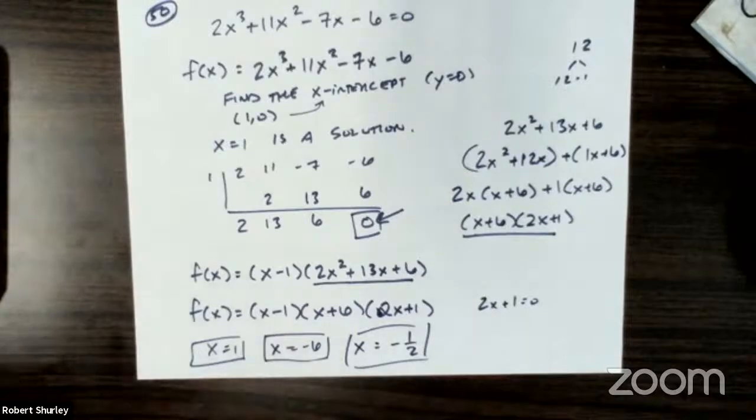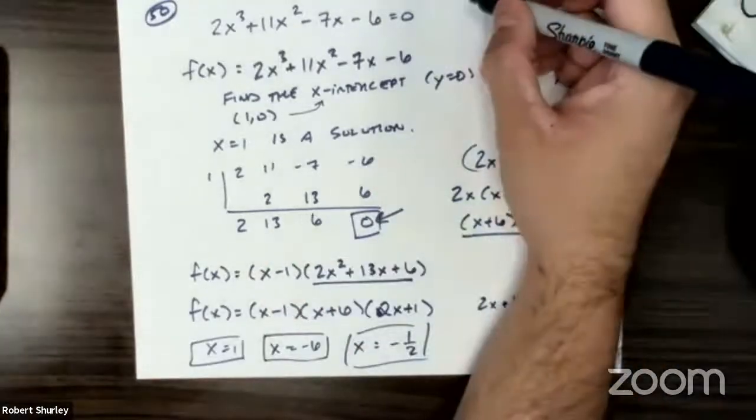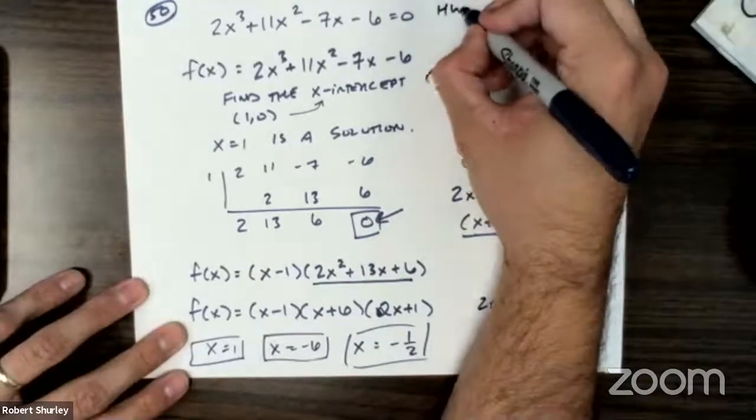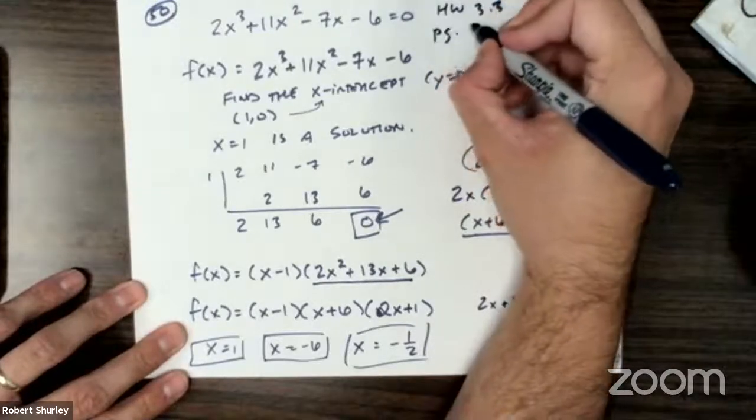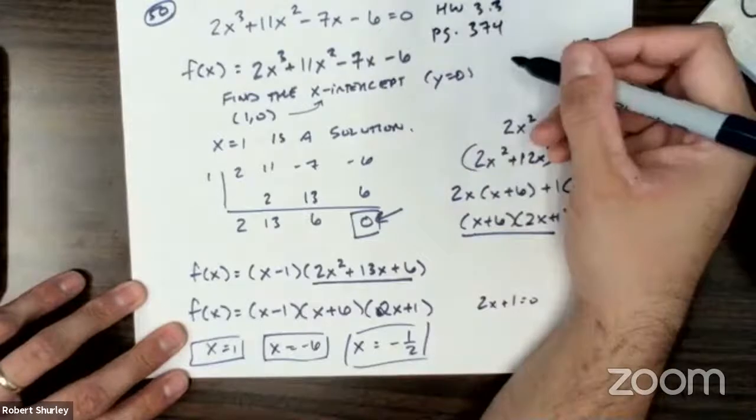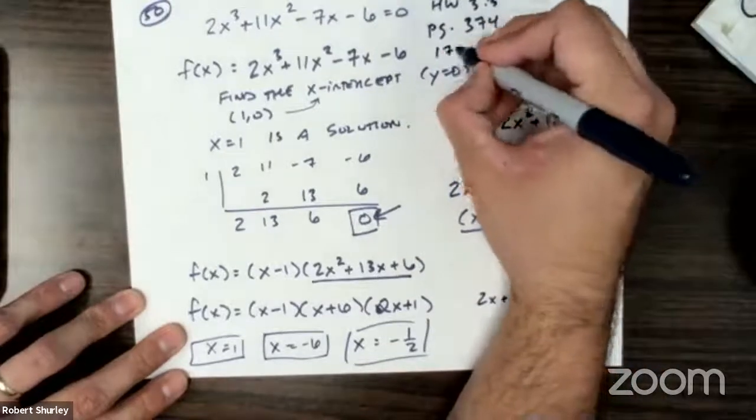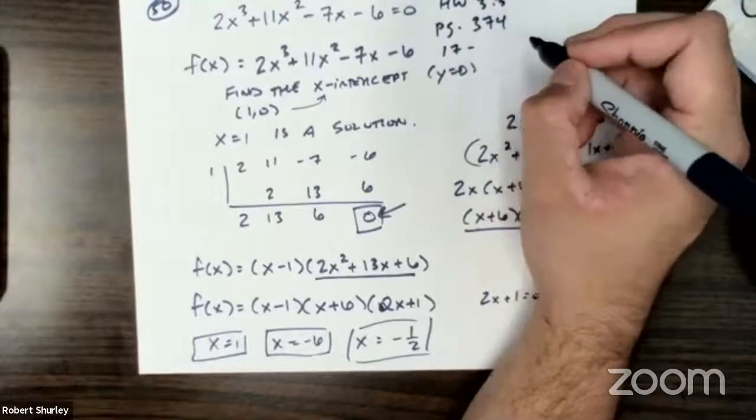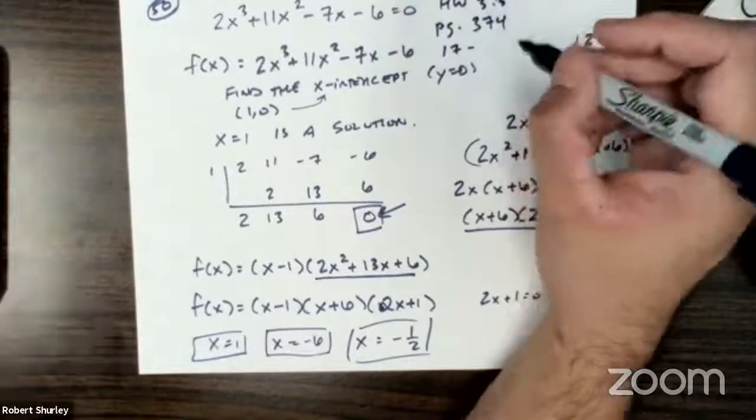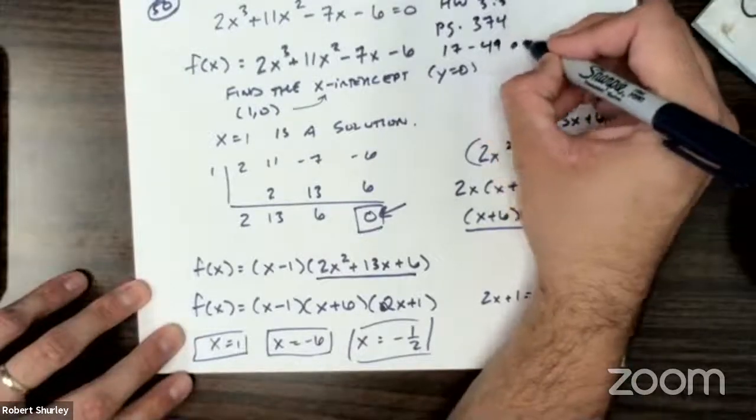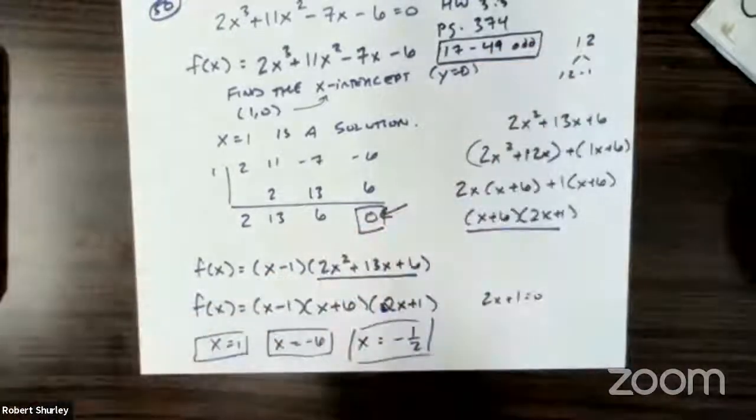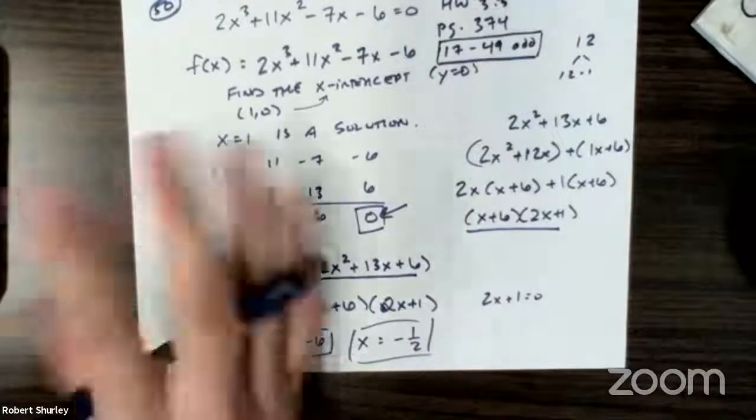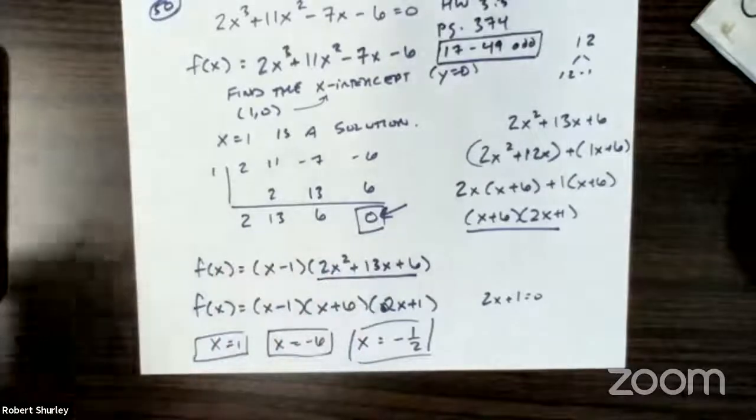So for homework today, start on page 374. Page 374. And I want you to do 17 through 49 odd. 17 through 49 odd. And listen, I'm not joking.